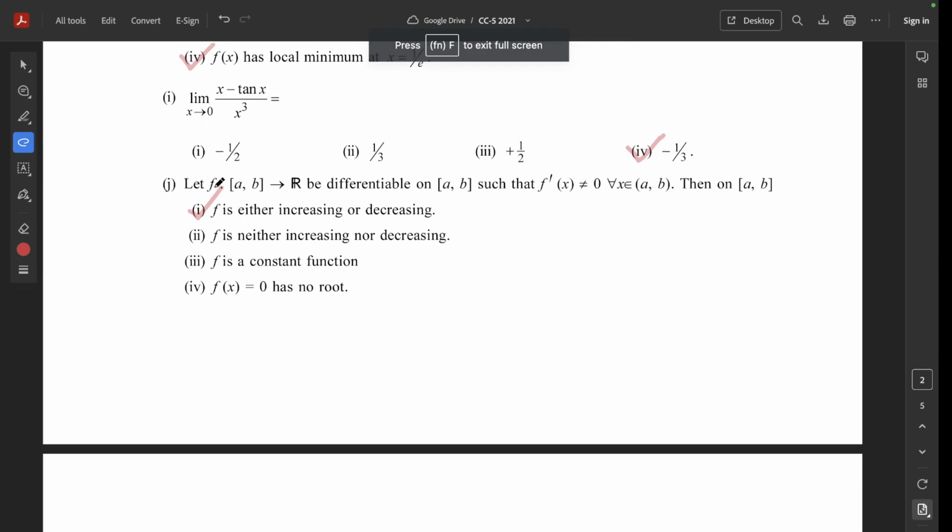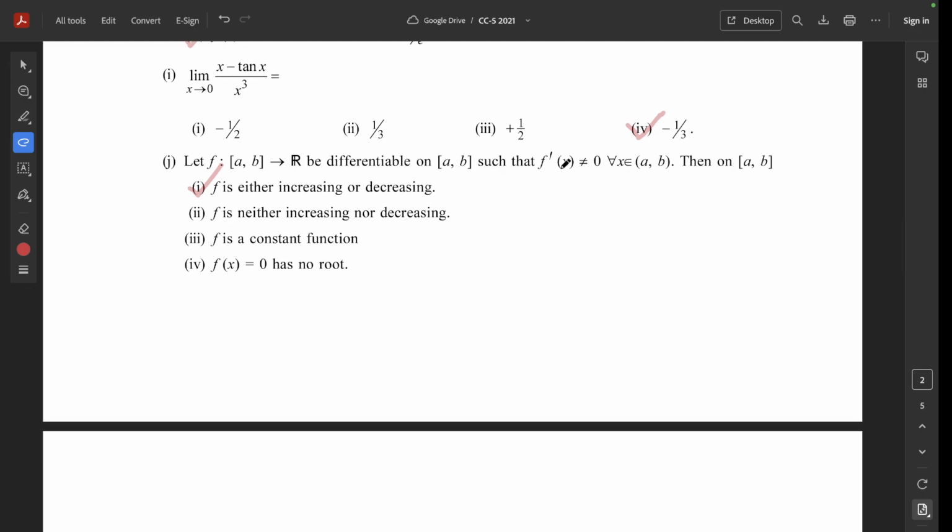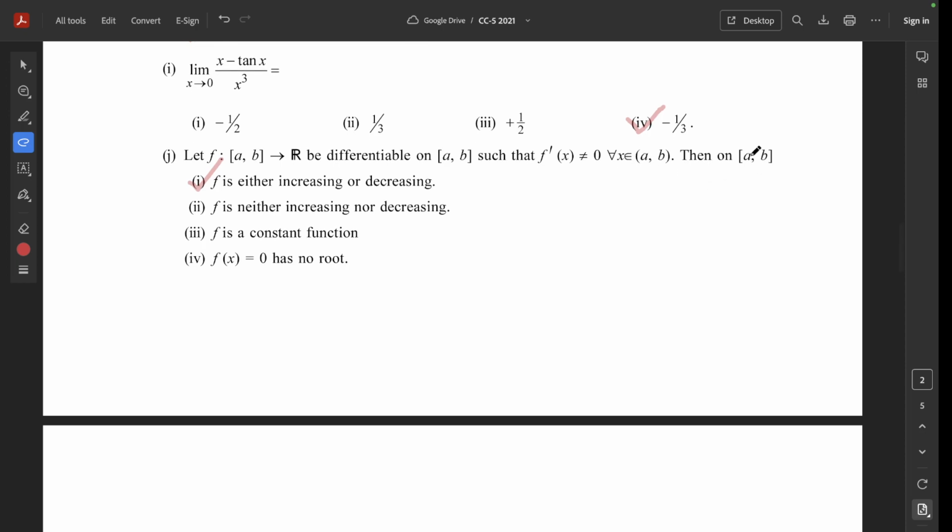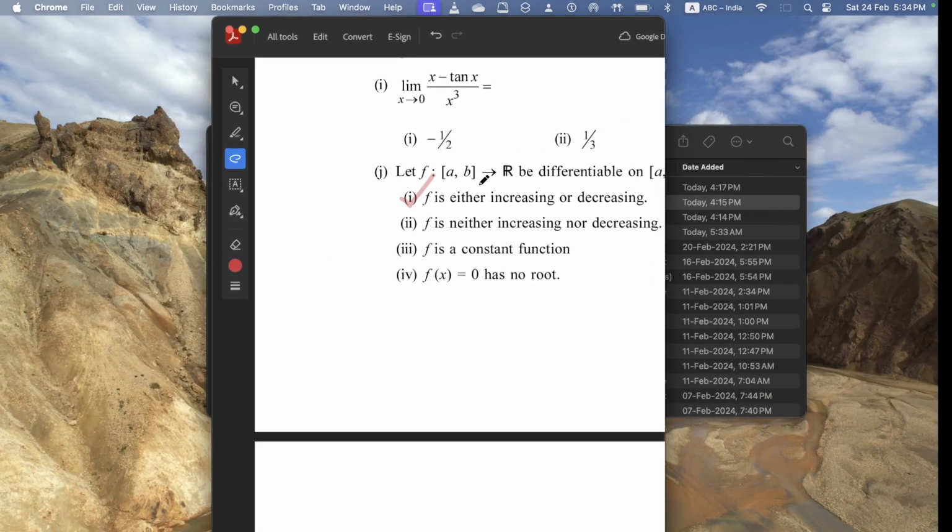Question J: let f mapping from the closed interval [a, b] to real numbers R be differentiable on the closed interval [a, b] such that f dash x not equal to 0 for all x belonging to the open interval (a, b). Then on the closed interval [a, b], option 1: f is either increasing or decreasing. If f dash x not equal to 0 for all x in the open interval, then f is either increasing or decreasing.